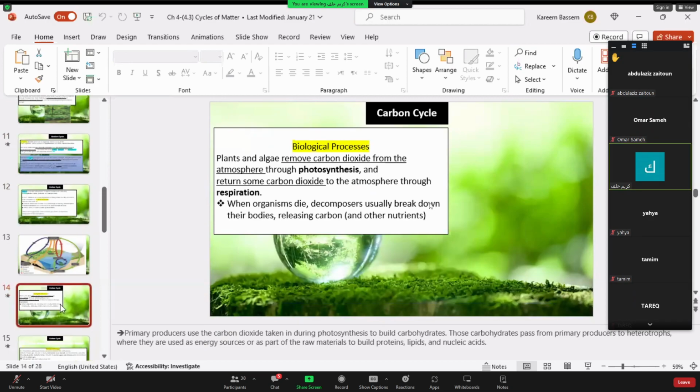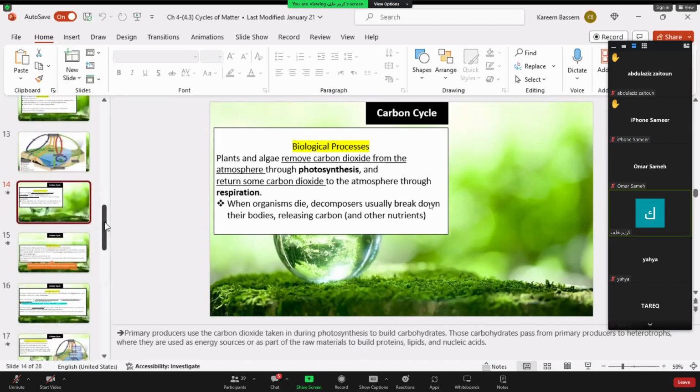So, if we get into the carbon cycle, starting with biological processes, the famous processes, photosynthesis and cellular respiration, both of them exchange carbon through the two processes, either in reactants or products. Also, when organisms die, there is a breaking down of their bodies and a releasing of carbon or other nutrients. So this is how recycling of carbon happens through biological processes.